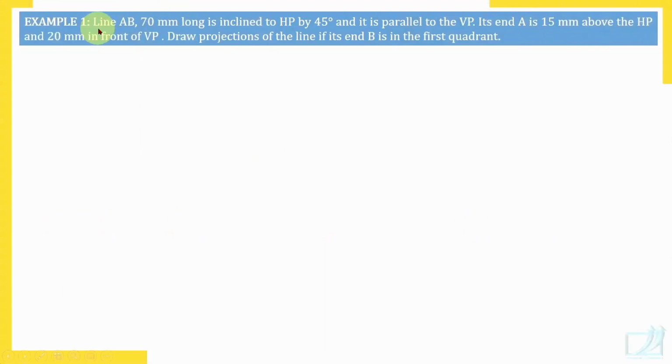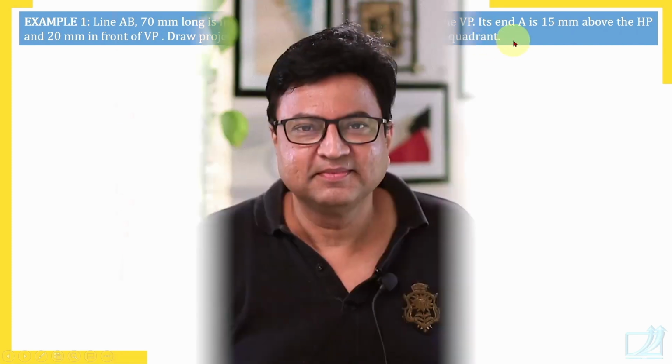So read the problem. Line AB 70 mm long is inclined to HP by 45 degrees and it is parallel to the VP. Its end A is 15 mm above HP and 20 mm in front of VP. Draw projections of the line if its end B is in the first quadrant. By the time you read the last statement of the problem, you have forgotten the information that was given in the first statement of the problem.